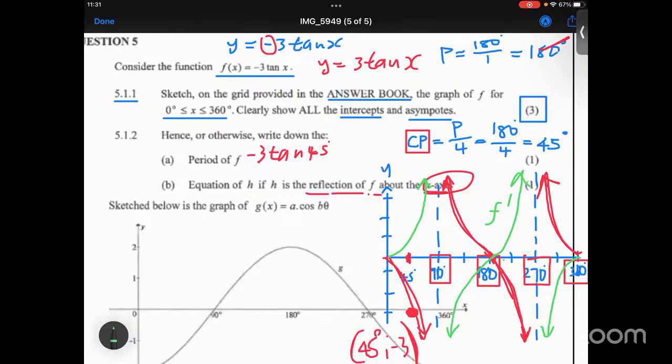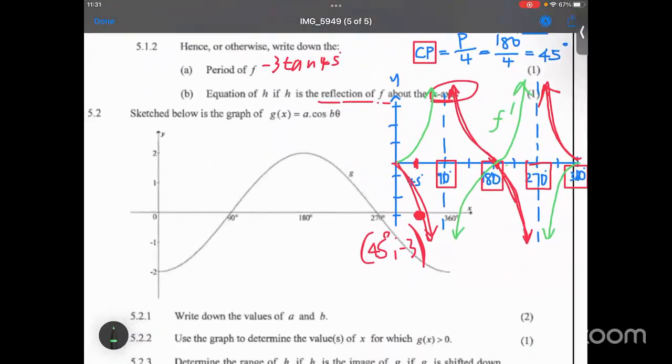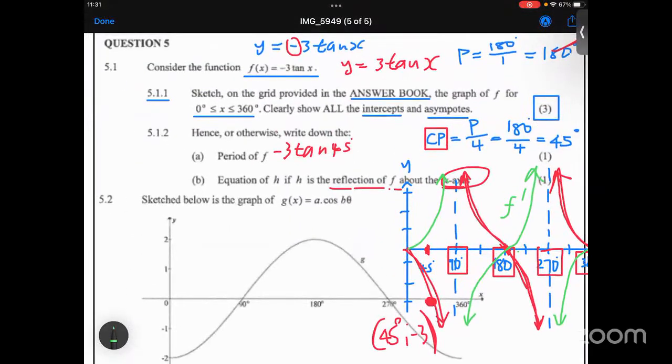Okay, so I think that one is clear. You've given the equation, but remember that as you give it, it has to be h of x, because they specify the equation of h. Very, very much important.